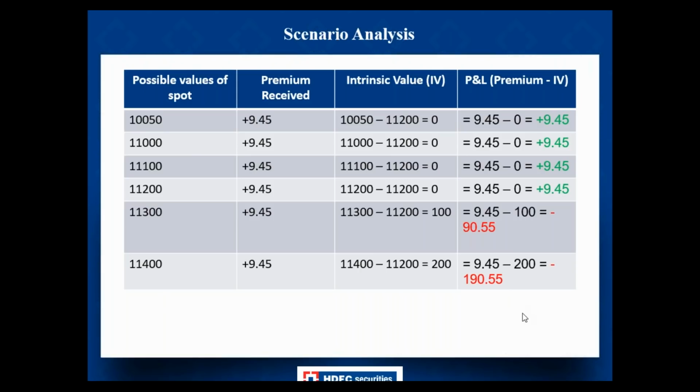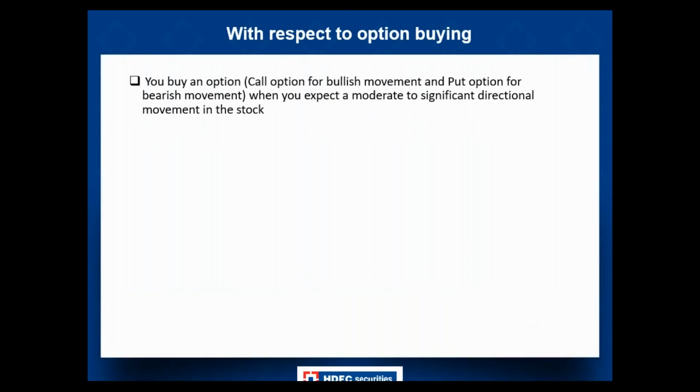So this is the difference between options buying and options writing, and how various scenarios will work in case of either of these strategies, be it buying or be it selling. So with respect to options buying, let us understand, when you're buying the option, when you have a bullish movement, you buy a call option. When you have a bearish movement, you buy a put option. So you buy an option, be it a call or a put, only when you're expecting a moderate to significant directional movement to come in the stock. When you do not have this directional movement in the stock, you should not exactly go for buying of options.